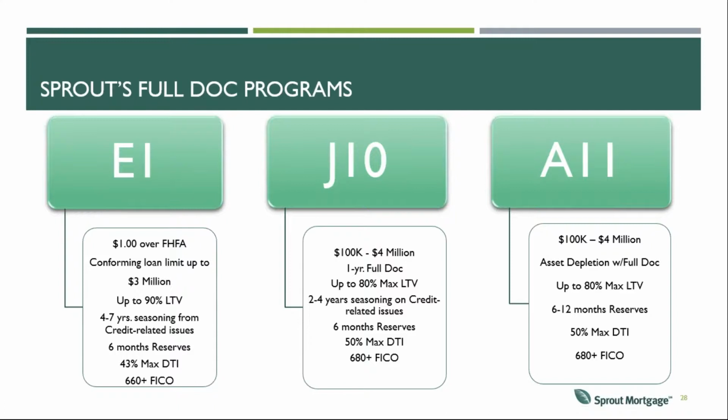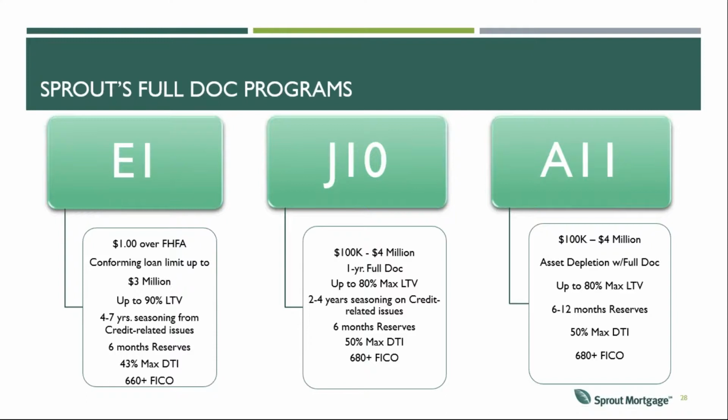On the J10, loan amounts start at $100,000 and go up to $4 million. 1 year of documented income is required. The max LTV is 80%. There's 2 to 4 years seasoning on significant adverse credit. Anything less than 4 years is going to limit the LTV to 65%. We do require 6 months reserves on this program. The max DTI is 50%, and the minimum FICO score is 680.